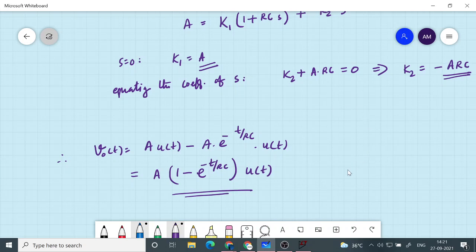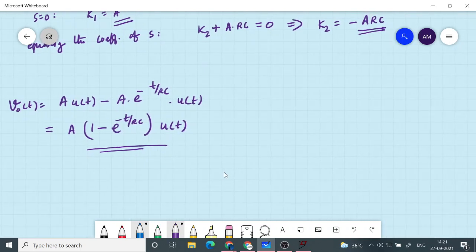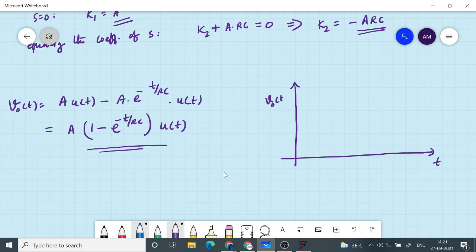So you can compare this with the waveform that you got. If you remember the waveform for output that you got in the last lab class, it is a plot with respect to time, V0 of t, and depending upon the voltage that you give, say 5 volt, then it will go to 5 volt. If you give a volt, it will go to a volt. And then what we saw is that the plot was something like this. Okay, this is the kind of plot that you got.